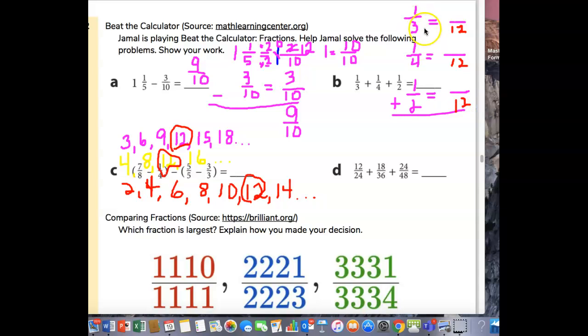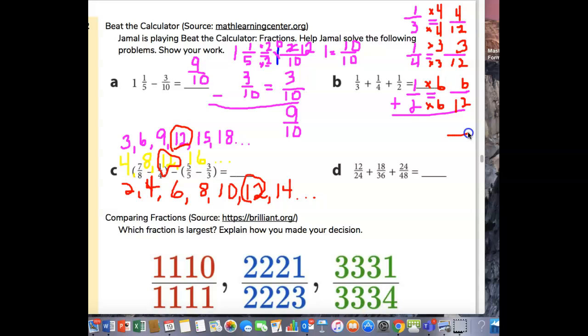All right, now 3 times what is 12? We know that's 4. And we know the rule that whatever we do to the bottom, we have to do to the top. 1 times 4 is 4. All right, 4 times what is 12? We know that's 3. And then whatever we do to the bottom, we have to do to the top. And then 2 times what is 12? 6. And then whatever we do to the bottom, we have to do to the top. 1 times 6 is 6.